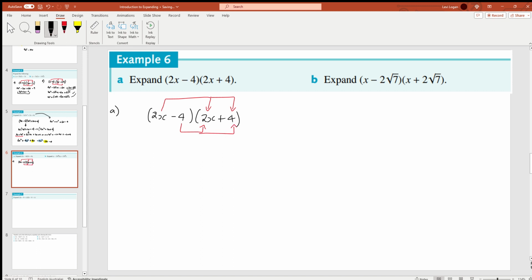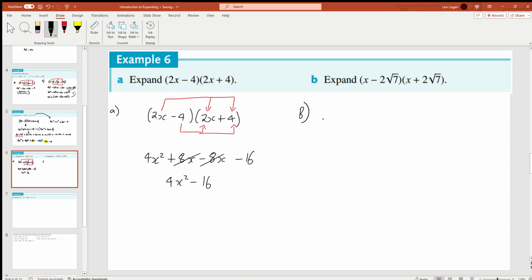So 2x times 2x is going to be 4x squared. 2x times by 4 is going to be positive 8x. Minus 4 times by 2x is going to be minus 8x. Minus 4 times by 4 is going to be minus 16. So what we can see is those cancel out. So we get 4x squared minus 16. Okay. Now let's do the same thing here.